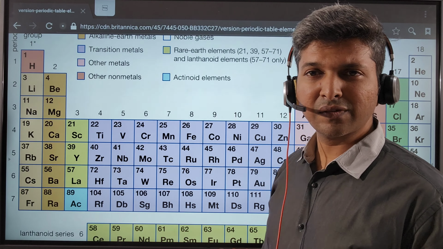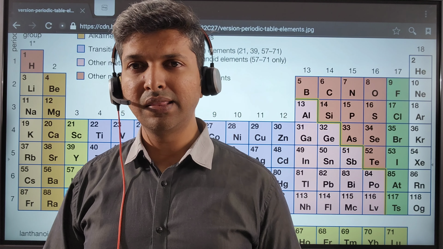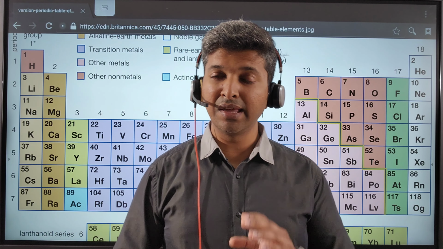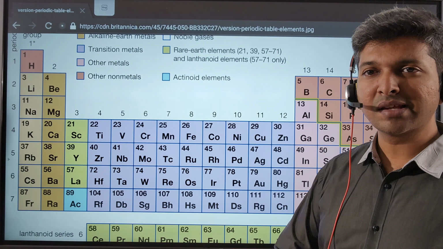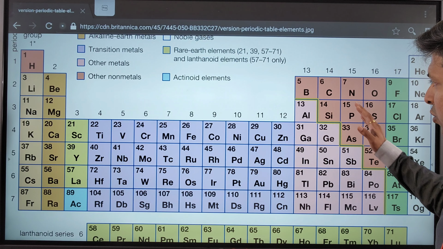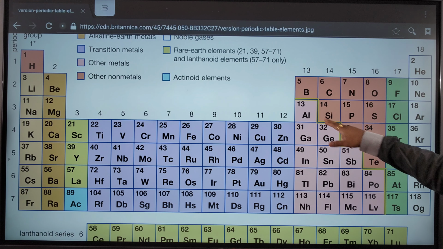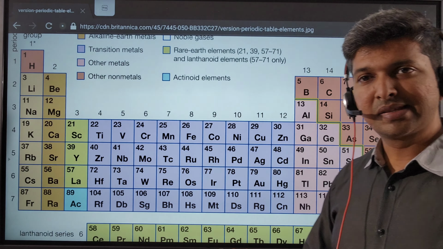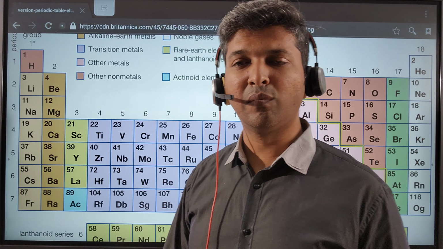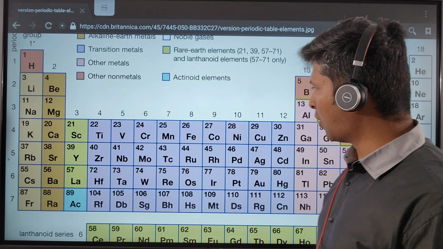So when 85% of the periodic table is only metals, can we say that metals are more abundant in the universe? No, it is the non-metals which are more abundant in the universe, and you can find them on the right hand side of the diagonal. On the diagonal we have some elements like silicon, germanium, arsenic. These are metalloids, which have properties of both metals as well as non-metals.